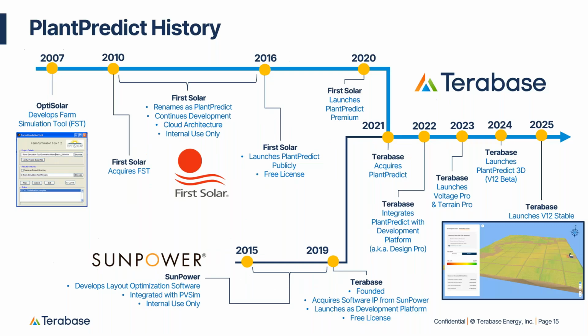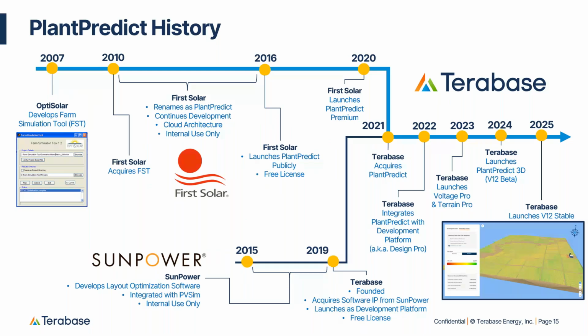I wanted to provide some context of PlantPredict from a historical perspective. This slide provides some key milestones in the history of PlantPredict, which stretches all the way back to 2007. First Solar acquired the software that would eventually become PlantPredict in 2010 and spent several years re-architecting it for the cloud.